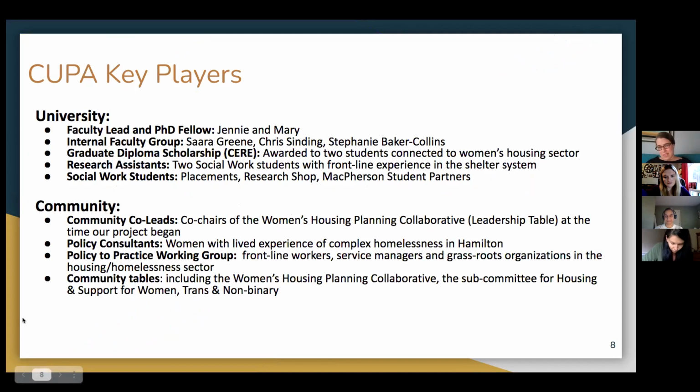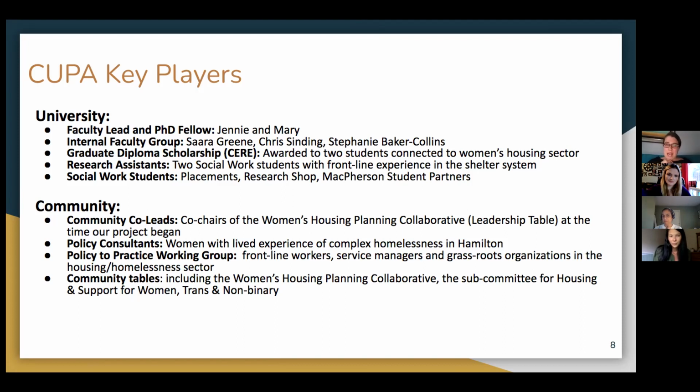This is not a very nice slide, but it shows you the extent to which we have a really significant series of key players working on this project with us, both from the university. I'm Jenny, and Mary and I have the opportunity to lead this project. We have an internal faculty group who advises us. We built a process in which community-based organizations can identify prospective students who would receive a scholarship for a graduate diploma that we have in community engaged research and evaluation. We have our second student through that program now, who supports some of the research pieces of the Community University Policy Alliance.